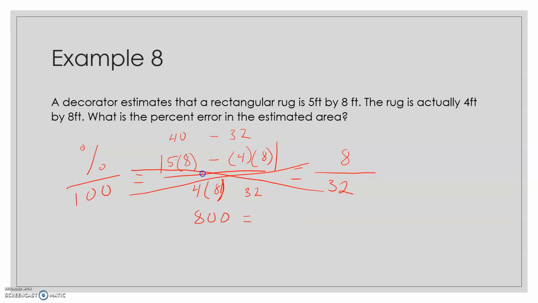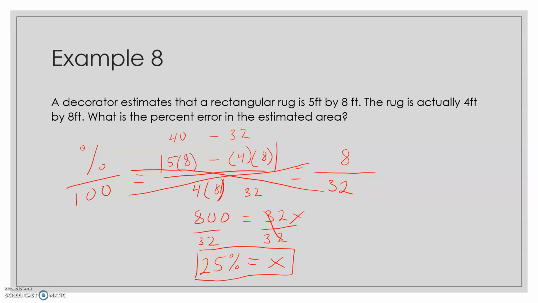32 times our unknown percent here is going to be 32x. And then we need to get the variable by itself. So we divide by 32 on both sides. And we get x is equal to 25. And again, we were missing the percent. So it was a 25% error.